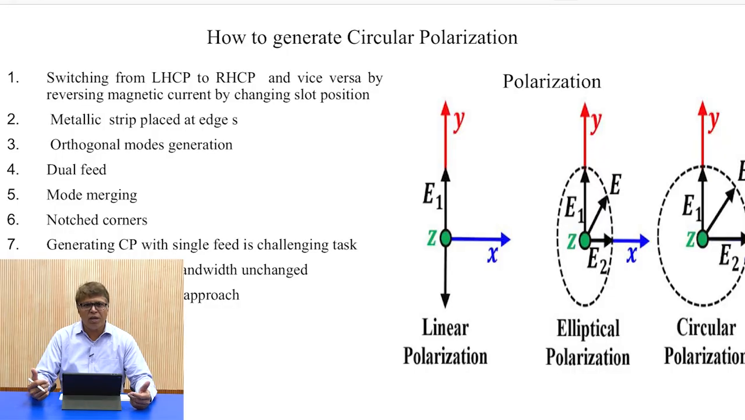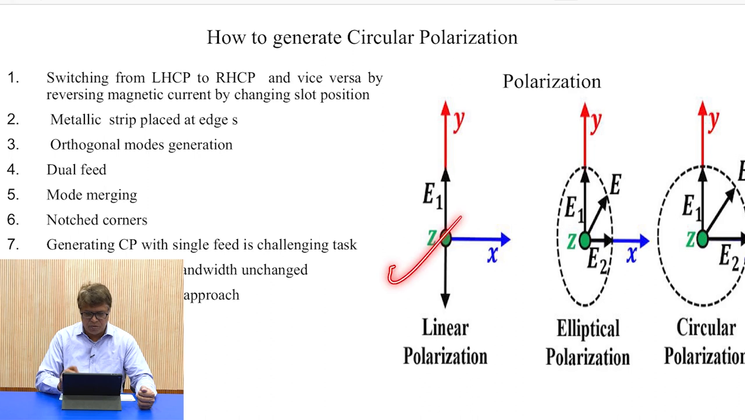Today we will see the mechanism of how we can introduce polarization in RF signals. First, how to generate circular polarization, because we want to focus on circular polarization, because circular polarization is better than linear polarization, which is horizontally polarized or vertically polarized. So, let us start the mechanism.